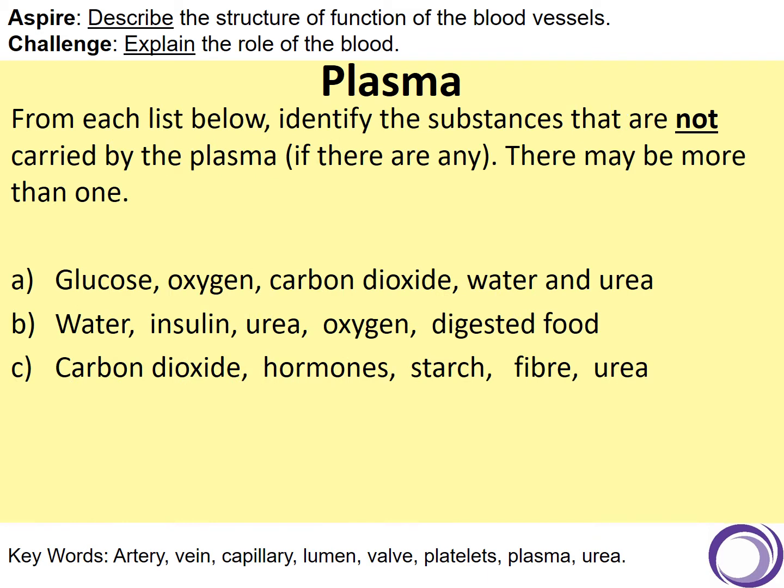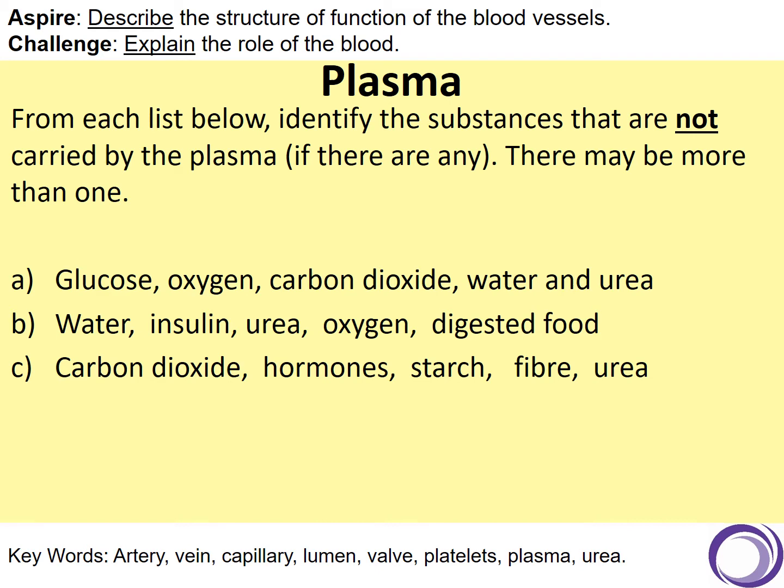Okay, so just a quick progress check again. In each of these rows, A, B, and C, which of the things are not carried by the plasma? So on row A, which one is not carried by plasma? Is it glucose, carbon dioxide, oxygen, water, or urea? So hopefully you've chosen oxygen, because the rest of them are transported by plasma.